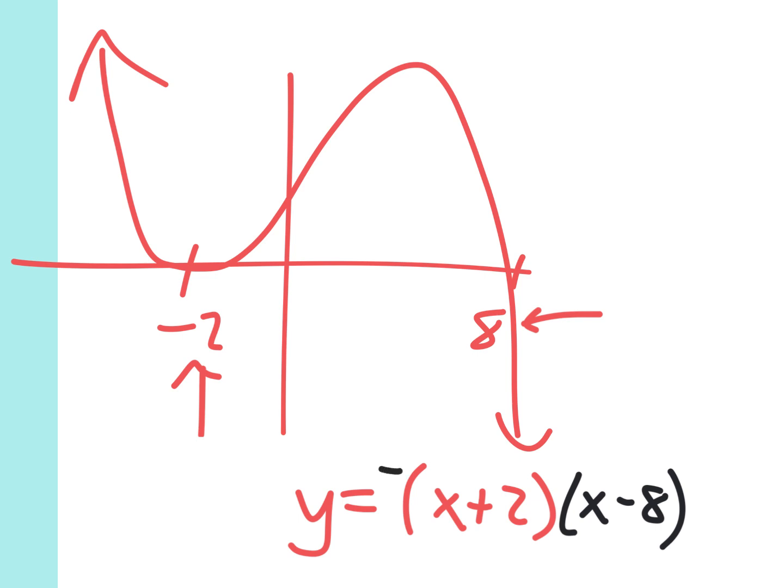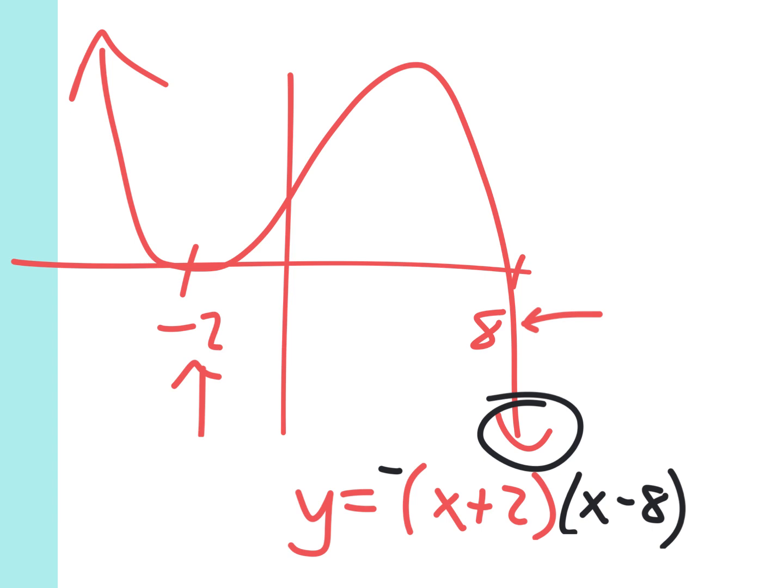Yes, there's a negative in front, but you got to tell me why. Because it's a regular parabola and then it goes down. It goes down on the right, so there has to be a negative in the front. Cool, that's one of the traps. What's the other trap? Everybody sees it?